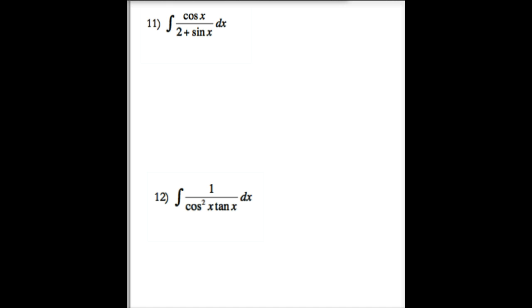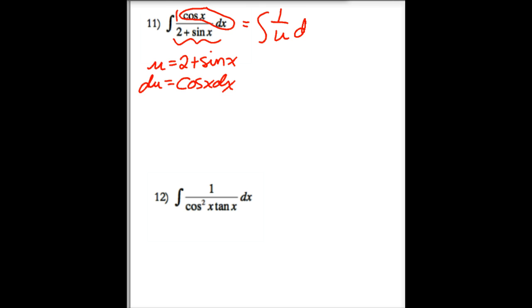Next one, I'm going to let u be the denominator. I'm hoping that when I take its derivative with respect to x, I get the numerator or a multiple of it, and I do. So what I have right here is du, if you want to think of a 1 right there, and on the bottom I have u. So I have 1 over u du, which unfolds into a nice natural log absolute value of u.